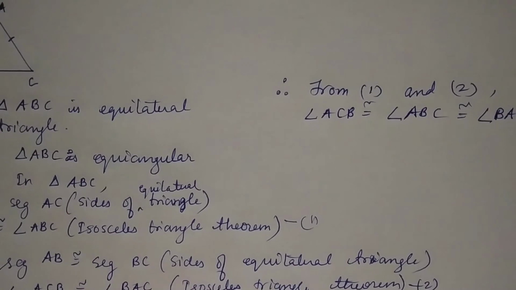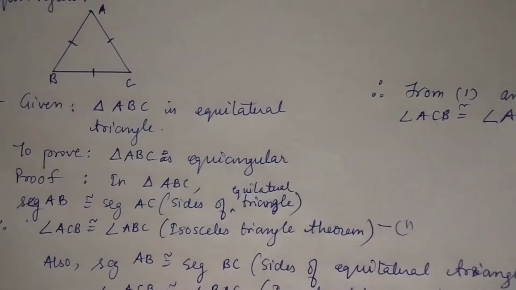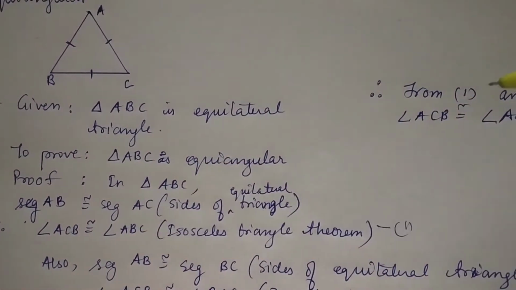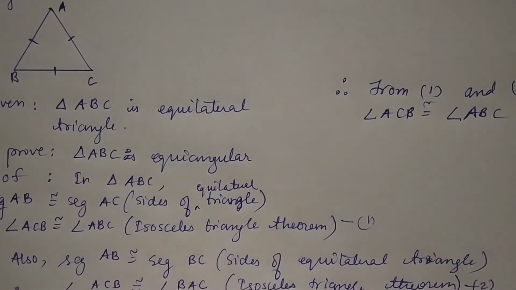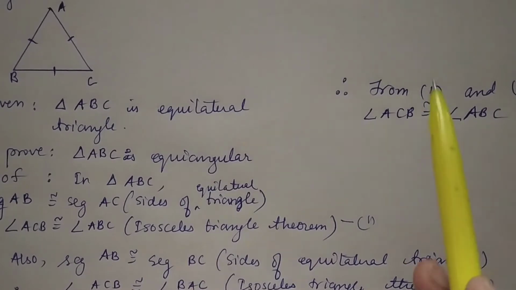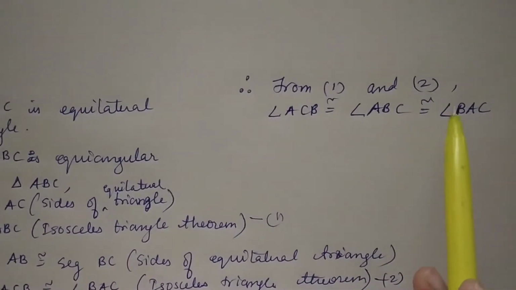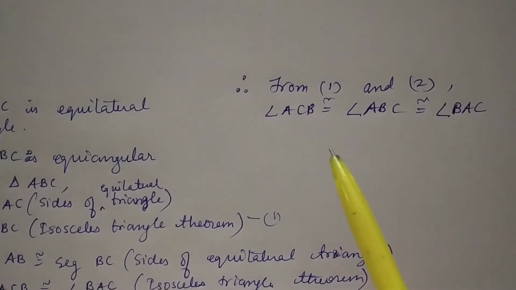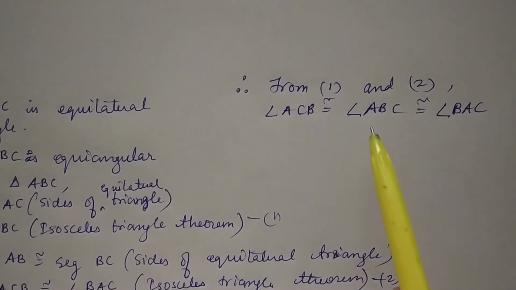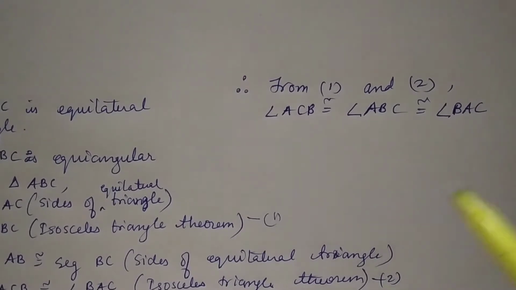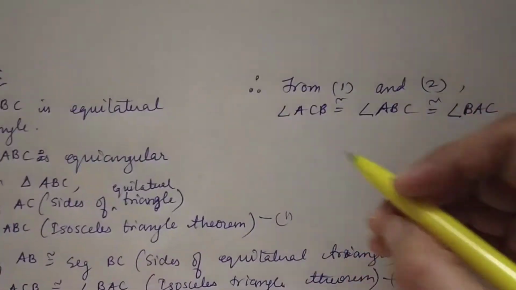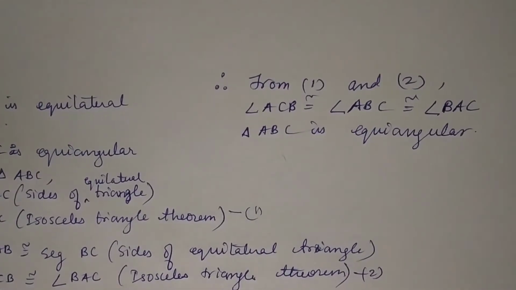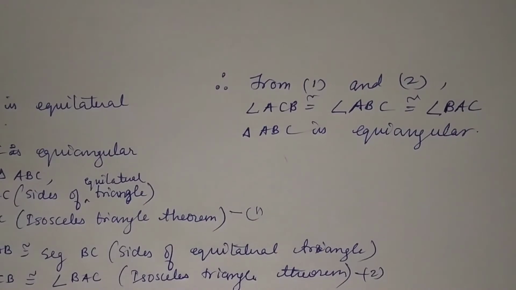So from 1 and 2 I have written, see here, angle ACB is congruent to ABC. So angle ACB is congruent to angle ABC, and angle ACB is also congruent to angle BAC. So angle ACB, ABC and BAC, all the 3 are congruent, because of which we say that the given triangle is an equiangular triangle. So I'll write down the final statement which says that triangle ABC is equiangular.